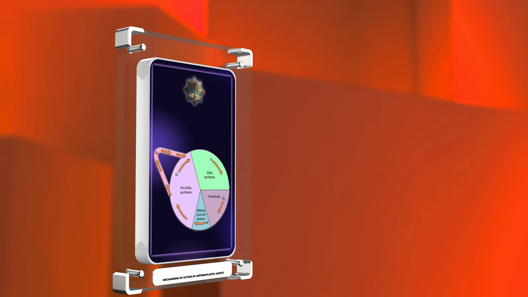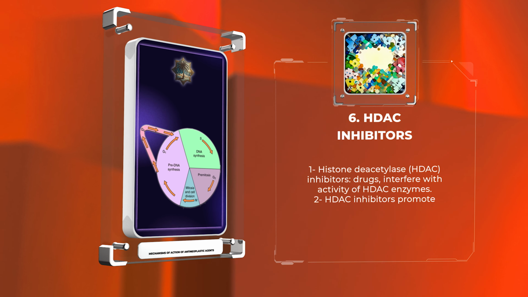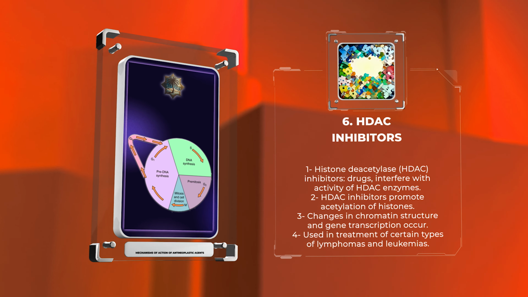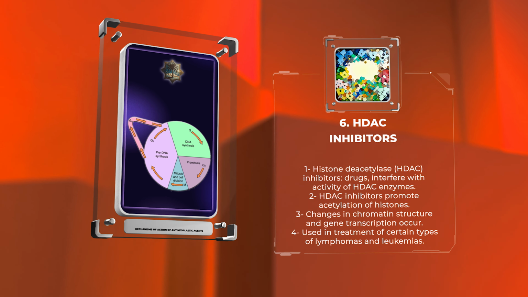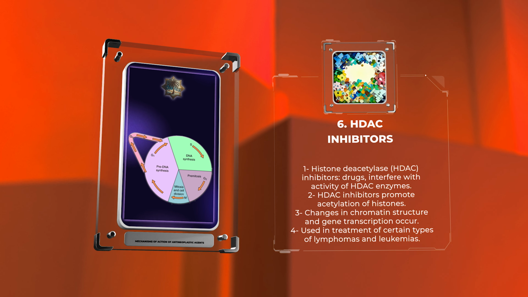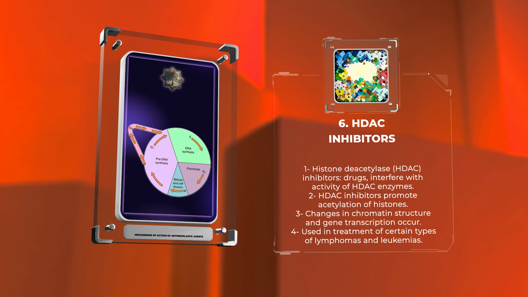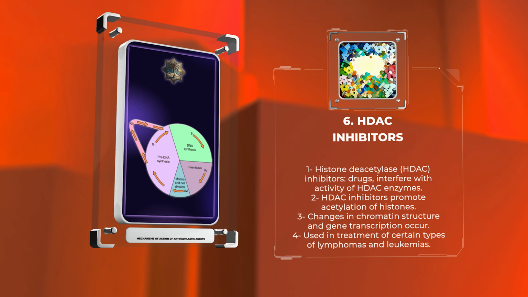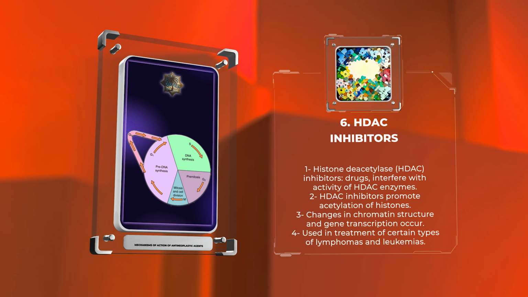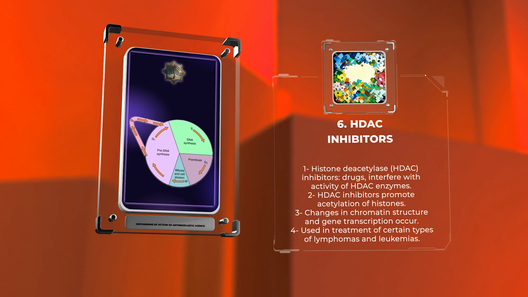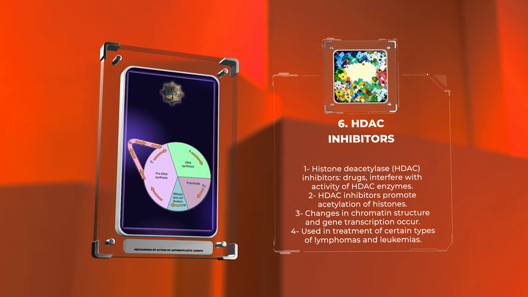Histone deacetylase, HDAC, inhibitors are a class of drugs that interfere with the activity of HDAC enzymes, which play a role in the regulation of gene expression. HDAC inhibitors can promote the acetylation of histones, leading to changes in chromatin structure and gene transcription. These drugs have shown promise in the treatment of certain types of lymphomas and leukemias, such as cutaneous T-cell lymphoma and peripheral T-cell lymphoma. Examples of HDAC inhibitors include vorinostat, romidepsin, and belinostat.